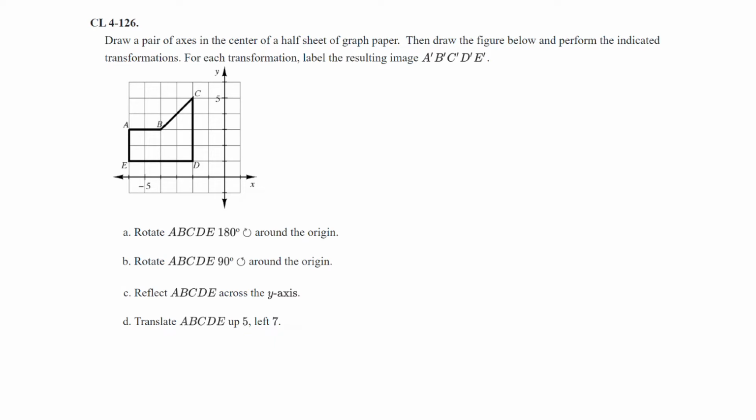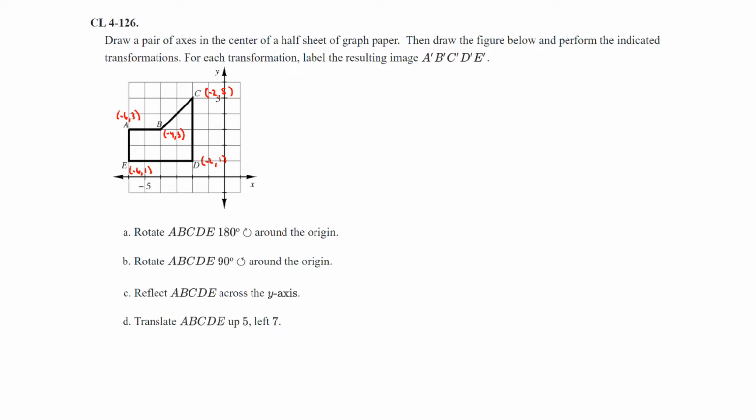Question 126. Draw a pair of axes in the center of a half sheet of graph paper. Then draw the figure below and perform the indicated transformations. For each transformation, label the resulting image A prime, B prime, C prime, D prime, and E prime. And so I've labeled the coordinates A, B, C, D, and E. Probably the easiest thing to do is get out tracing paper. You're going to rotate it 180 degrees clockwise. And then once again, really just look at the closure answer key at the back to double check your answers. It's going to be hard for me to show those rotations.